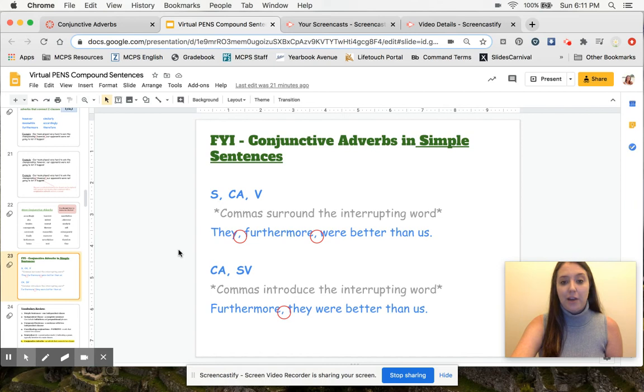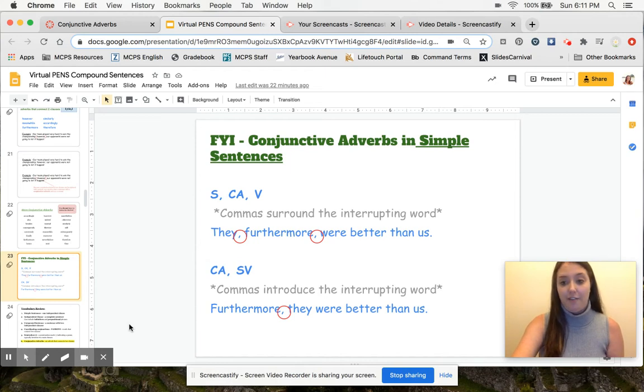Okay, one more thing about conjunctive adverbs. They can appear in simple sentences, like I said before, where you have the conjunctive adverb at the beginning and then a comma. They can also go between the subject and the verb. So for example, they, furthermore, were better than us, as long as you have a comma on either side of the conjunctive adverb.